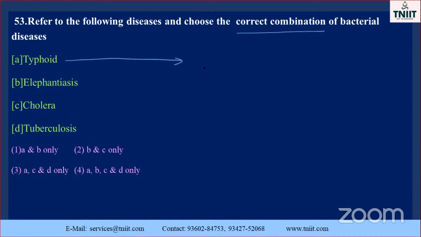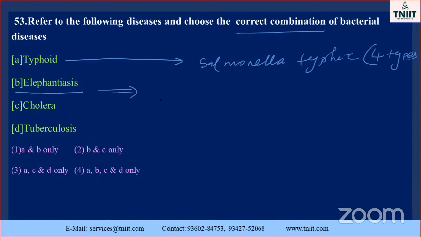Typhoid, Salmonella typhi. Isn't it? There are four types. Okay. Elephantiasis. Elephantiasis is Wuchereria bancrofti. Okay. And cholera, Vibrio cholerae.